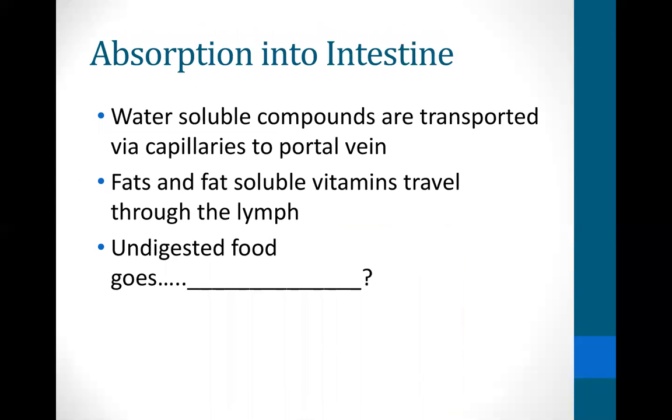Absorption into the intestine. So water-soluble components are transported via the bloodstream. Fat-soluble components are transported via the lymph, and anything else goes out the end. So any undigestible food or anything we haven't digested, we excrete as our stool.